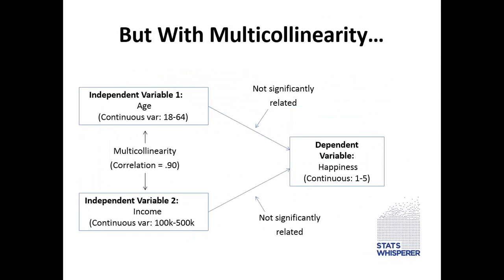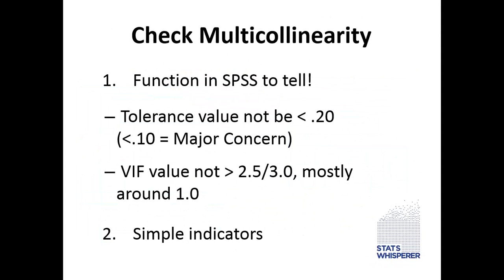So if we saw this model and we didn't know anything about multicollinearity, we might say, oh, age and income don't impact happiness. But if we did know about multicollinearity and we realized they could be correlated, we might say, if those two are correlated, they could be hiding those relationships. So we have to test for it and see if that's what's going on.